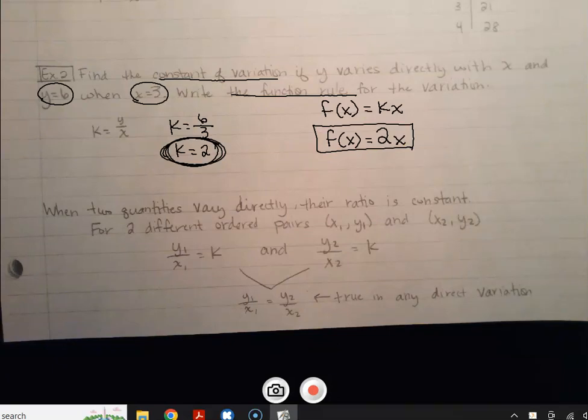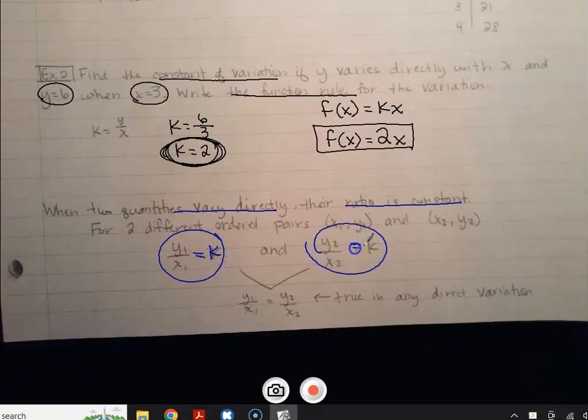When two quantities vary directly, their ratio is constant. Remember, their ratio is a fraction. So for two different ordered pairs, x sub 1, y sub 1 and x sub 2, y sub 2, if we set them up as a ratio, as a fraction, they both equal k, because they vary directly.